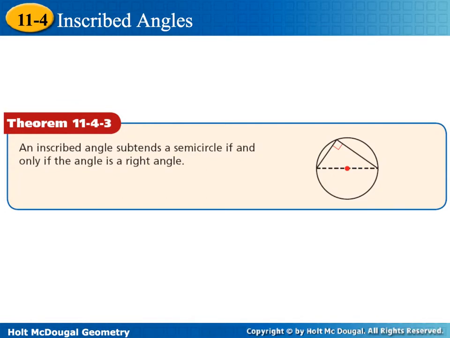All right, and then your next theorem: an inscribed angle subtends a semicircle if and only if the angle is a right angle. So when the angle subtends the diameter, it becomes 90 degrees. If you think about it, this diameter cuts off 180 because the whole circle is 360. Since from here to here is 180, if I took half of this, the angle is going to be 90. So it's always a right angle.